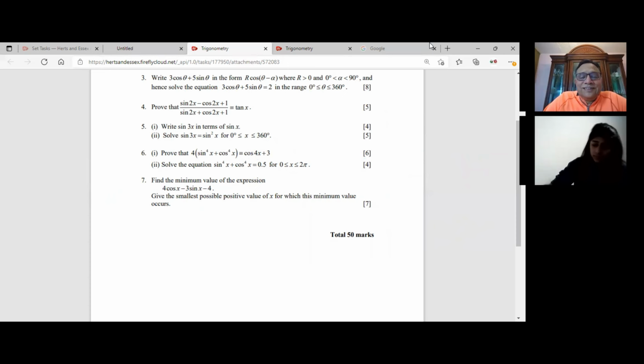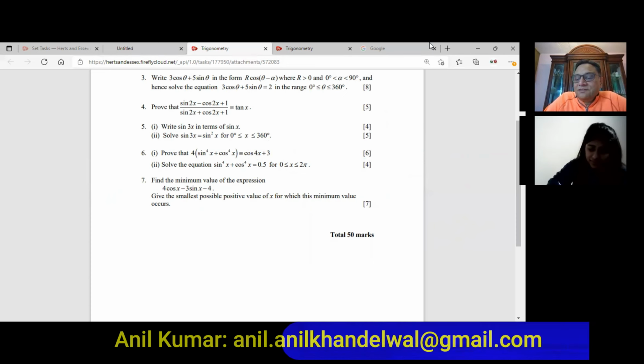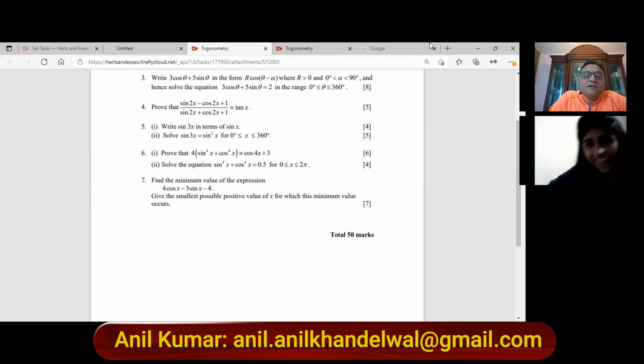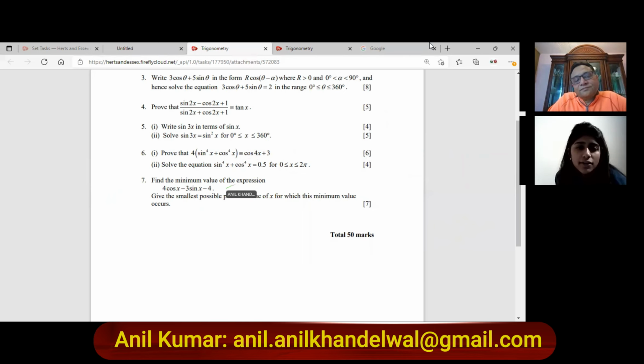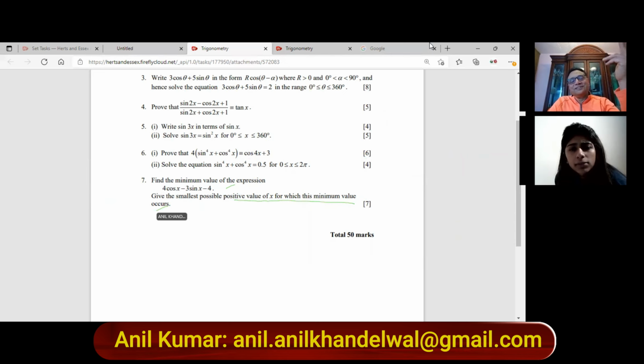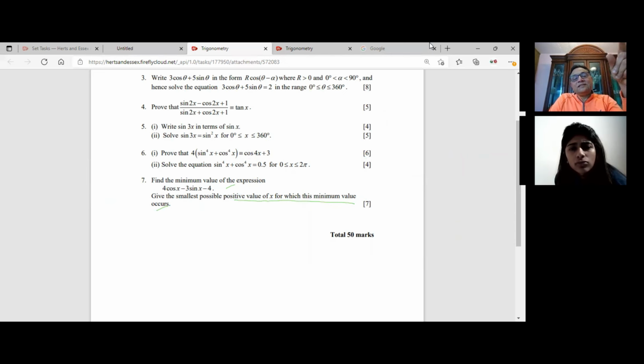Let's move on to the last question. That's good. It's good timing. Yeah. So find the minimum value of the expression 4 cos x minus 3 sin x minus 4. Give the smallest possible positive value of x for which the minimum value occurs. Correct. So basically it relates to your first question. You get the idea?